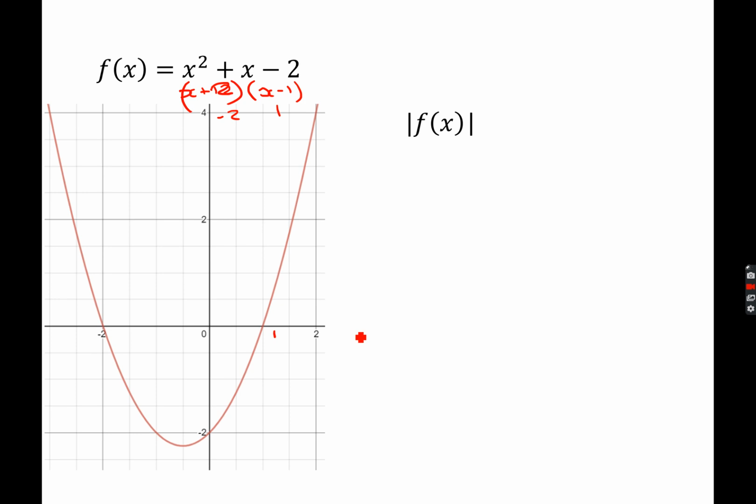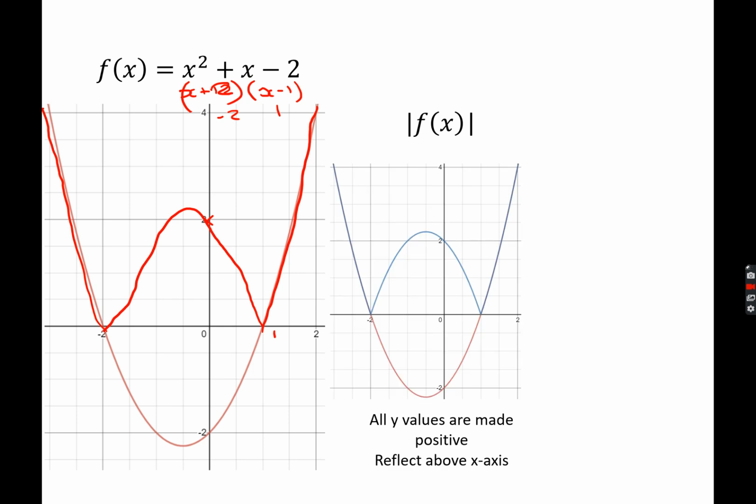So that one, anything below the axis gets reflected up. So my intercept that was minus 2 will now become 2. And all that's going to happen is this is going to get reflected up and over, and we're going to look like that instead. Okay, just put in the whole graph, come all the way down, and we just get reflected over. Okay, so we're going to look like that. All y values are made positive, so we reflect above the x-axis.